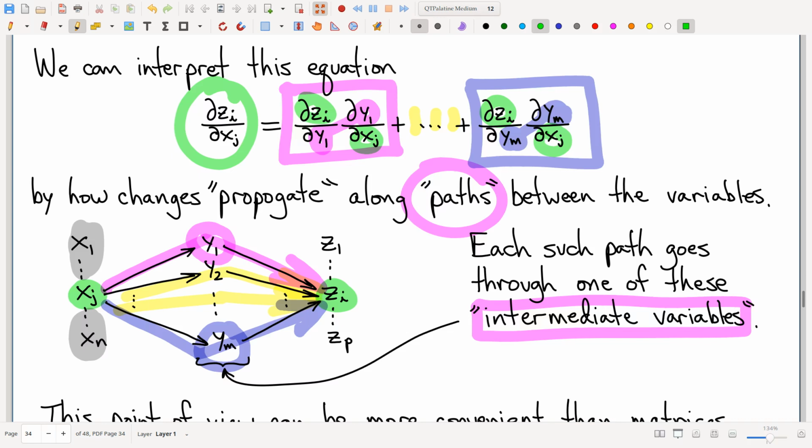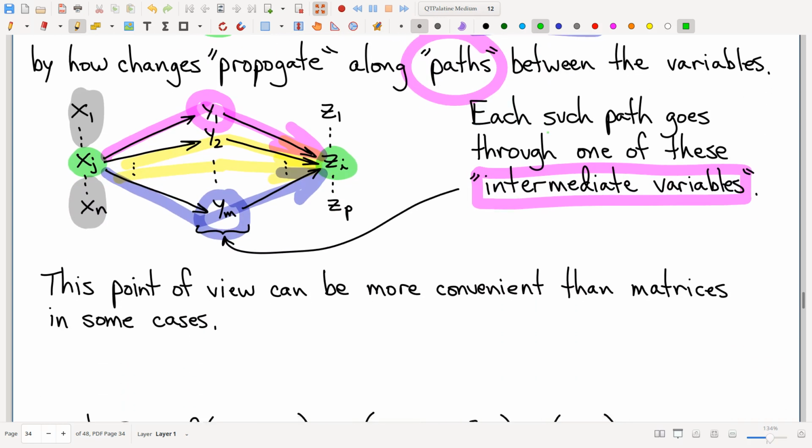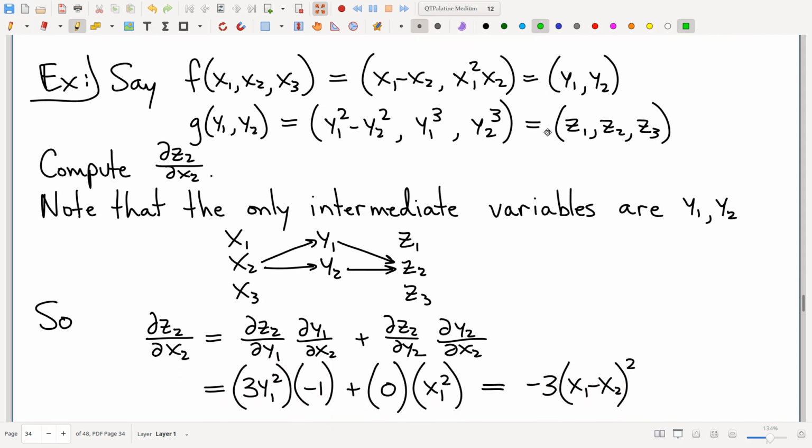When you're composing two multivariable functions, partial derivatives propagate along paths. Paths contribute terms that correspond to intermediate variables. Very convenient, very satisfying, I think. From a certain point of view, I wouldn't call this rigorous, right? But I think it's very satisfying and persuasive. Okay, so let's see an example of this in action.